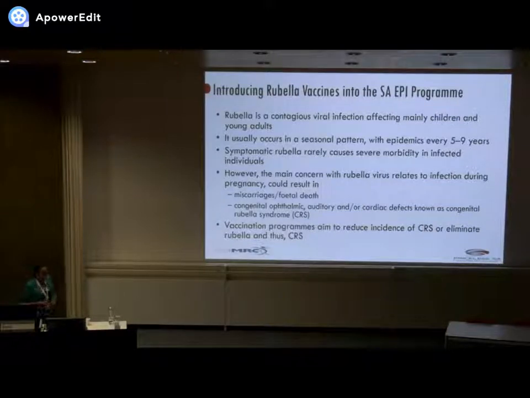So a little bit about the disease, because that helps to put what we're trying to deal with into context. Rubella is a contagious viral infection that mainly affects children. It's seasonal in pattern, with epidemics occurring every 5 to 9 years. Rubella infection on its own, particularly in children, is not a problem because it's not associated with any severe morbidities in infected individuals. But where the problem arises is when rubella infects pregnant women. It could result in fetal deaths, or if the fetus is carried to term, congenital birth defects affecting hearing, the eye functions, and cardiovascular defects. It's a condition commonly known as congenital rubella syndrome, or CRS.